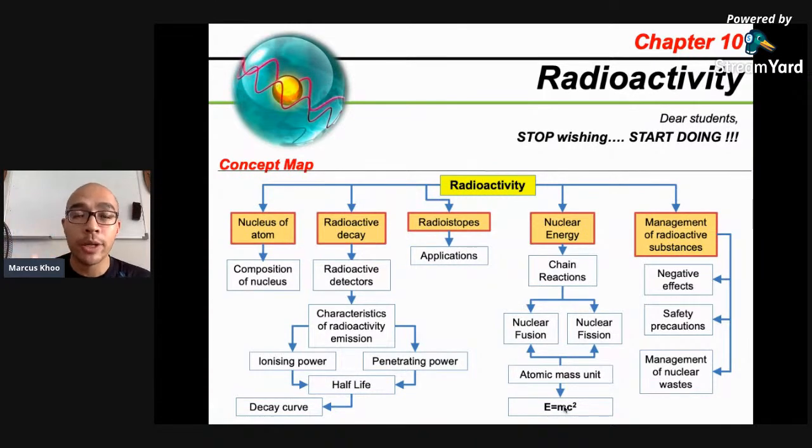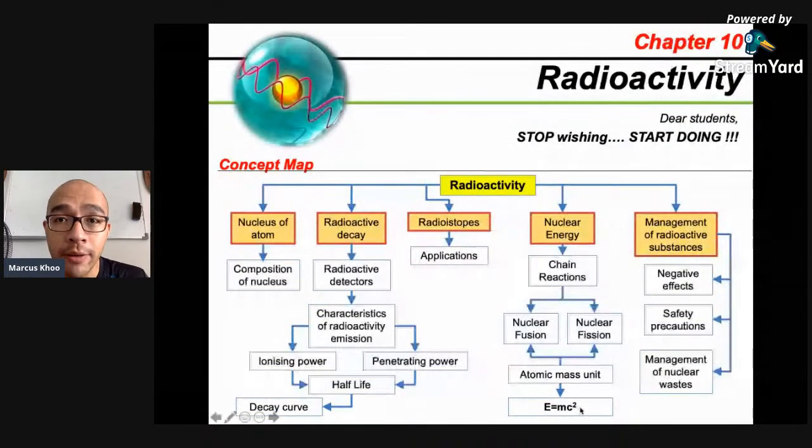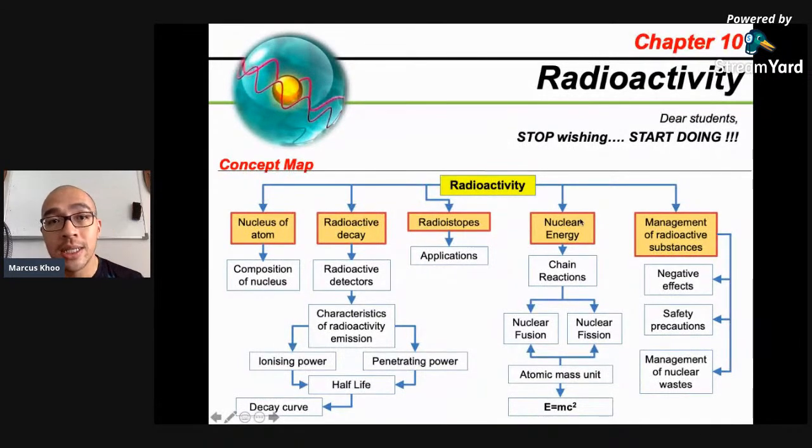You multiply by 1.66 times 10 to the power of negative 27. And then finally, you use this formula, E equals mc squared. c is a constant because it's the speed of light. It's 3 times 10 to the power of 8 meters per second. When we finally get our energy, usually it's the same as all other energies, in the unit of joules. But sometimes in terms of nuclear energy, we also use electron volt, which is eV. But in usual cases, we will use joules.